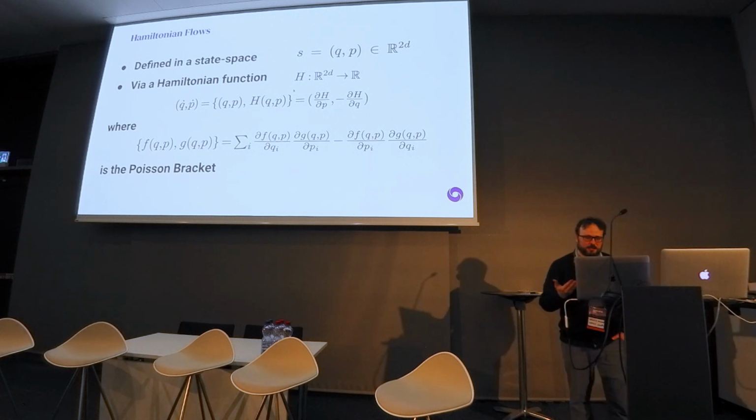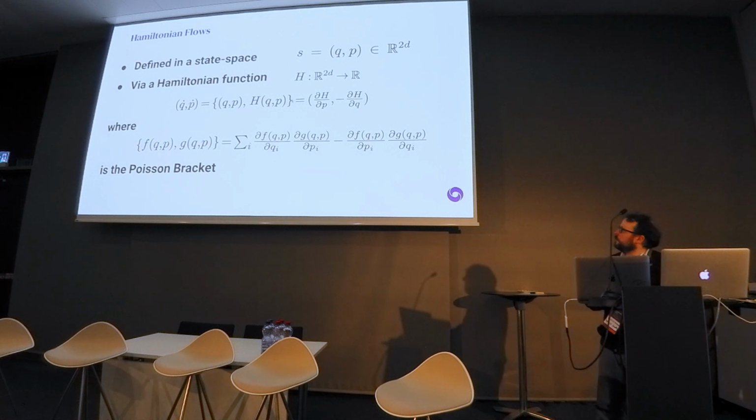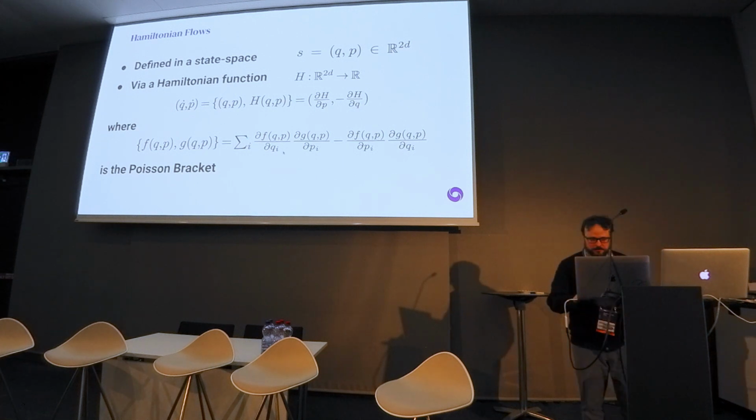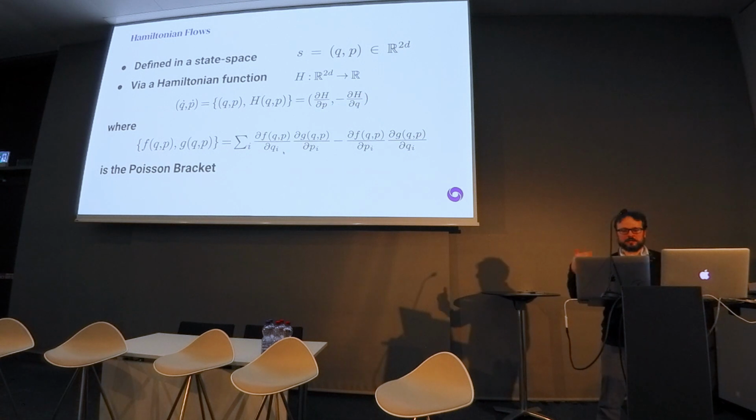This dynamics is described by an ODE, induced by a function that we call the Hamiltonian via this formula. And a convenient object to play with different quantities in this formulation is this bracket, which is called the Poisson bracket. So this is just a particular case of a flow.